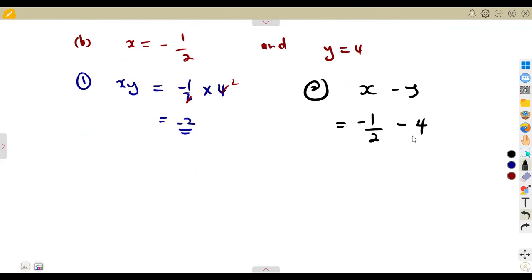So if you want to simplify, yes, you can do that, guys. You can write it as over 1. Then you find the LCD, which is 2. 2 divided by 2 is 1, times -1, which is -1, minus 2 divided by 1, which is 2, then times this 4, which is 8. So this will give you -9/2.